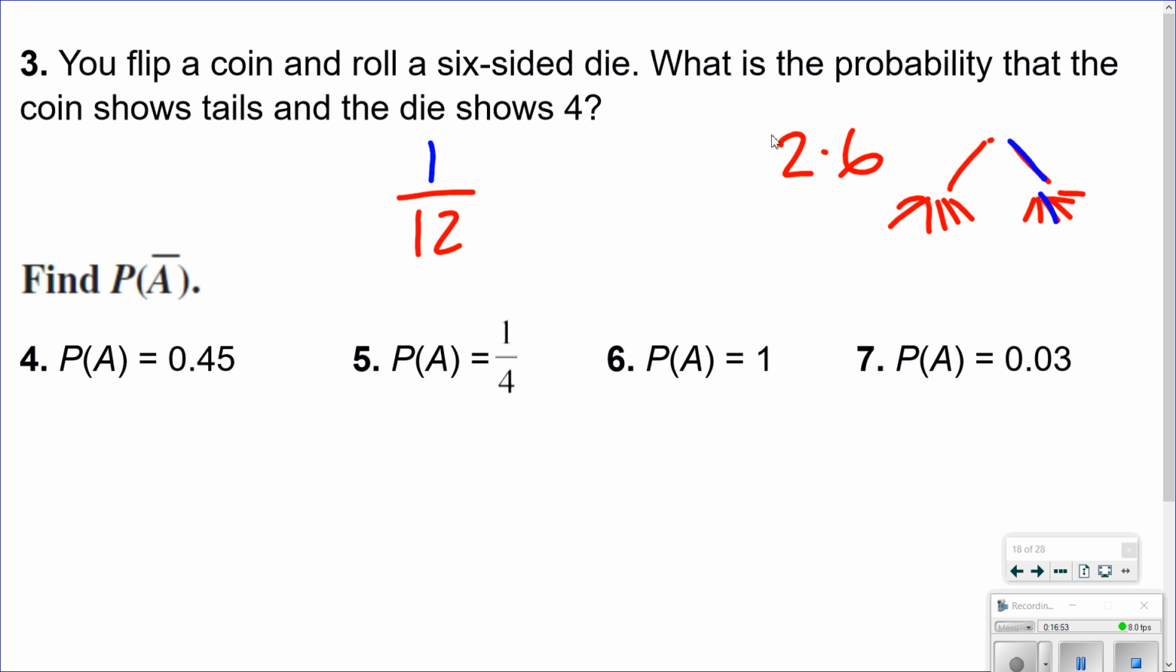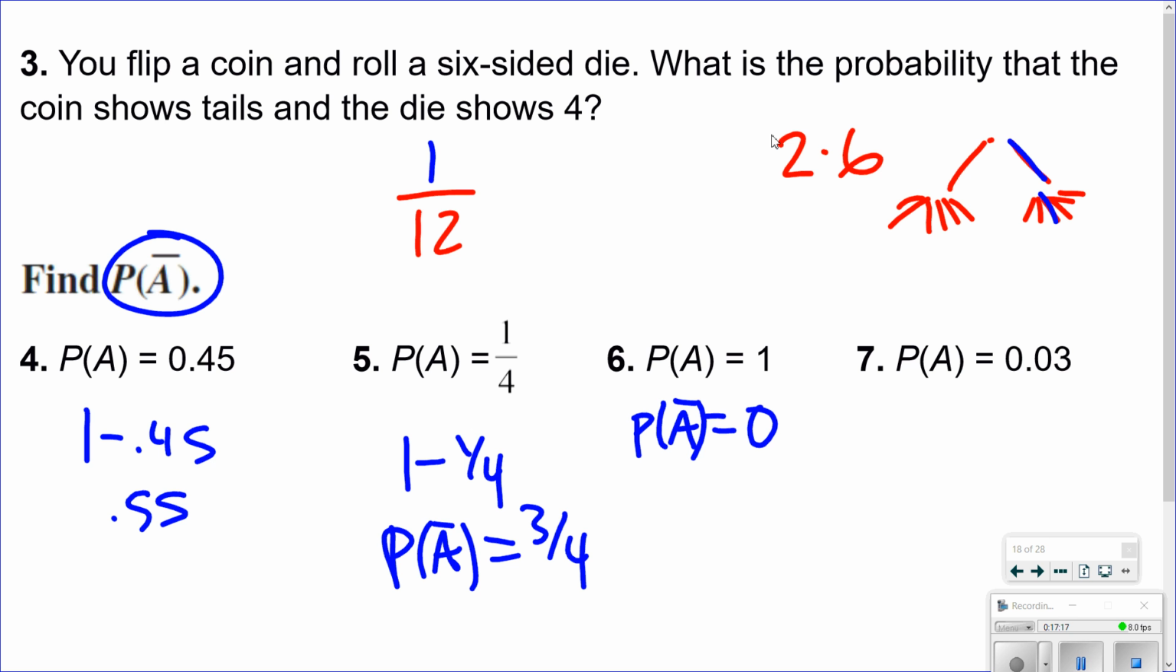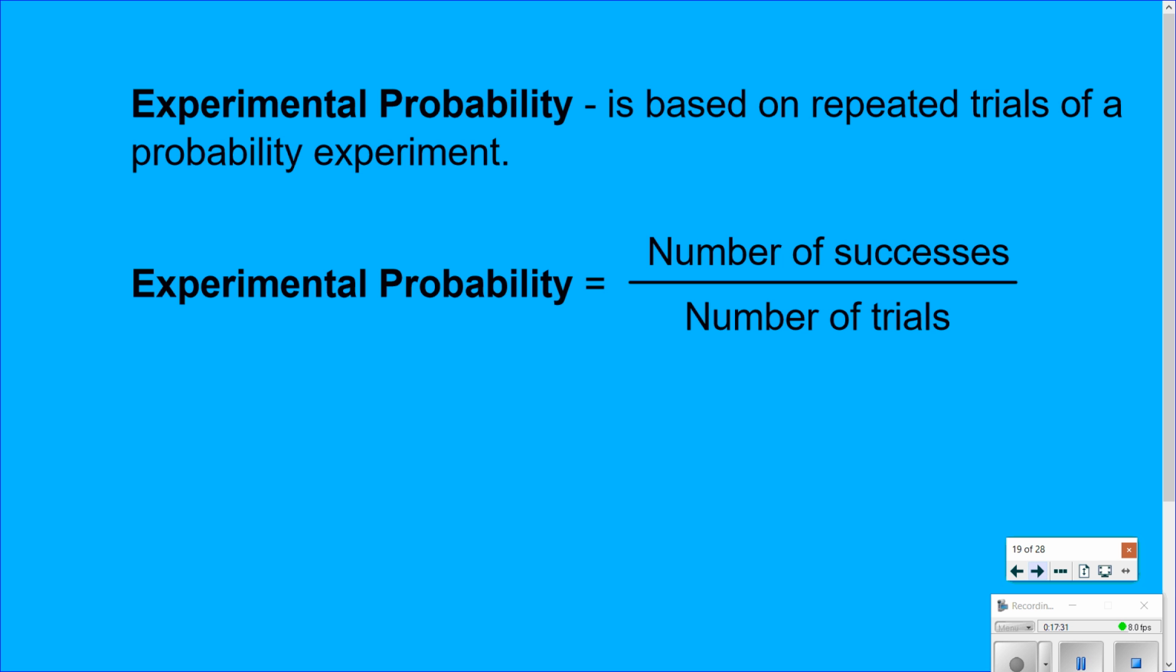Hey, if I want to find the probability of A bar, all I do is go 1 minus 0.45, 0.55. That's how you find the probability of a complement. This would be 1 minus 1/12, so the probability of A bar equals 11/12. Hey, the probability of A is 1, the probability of its complement has to be 0. It has to add to be 1, right? This one's written as a decimal, that's fine. I go 1 minus 0.03, it's 0.97. So to find the complement is 1 minus whatever the probability is.